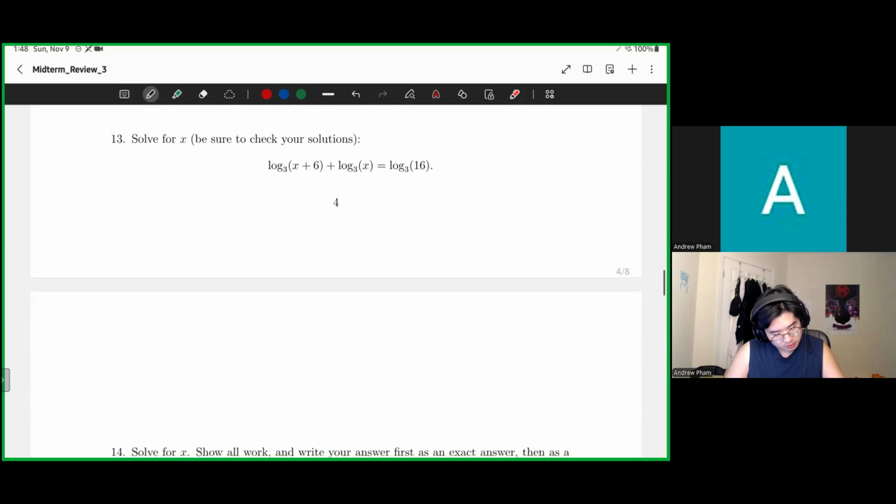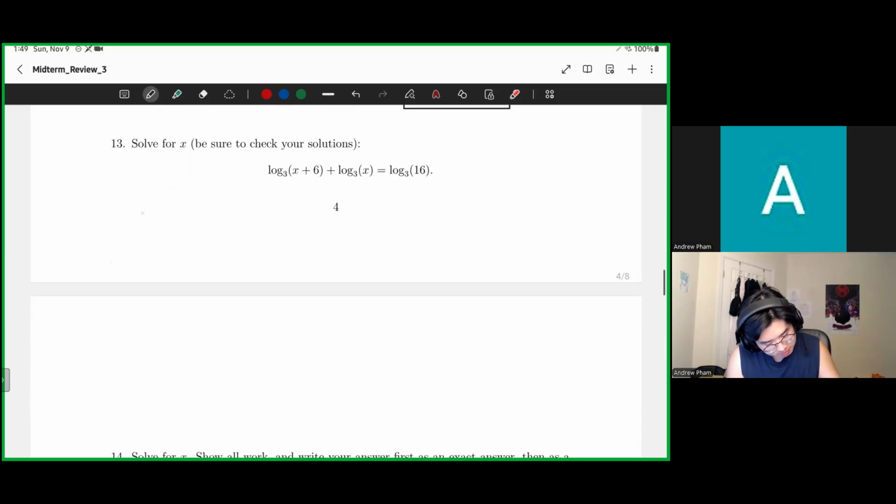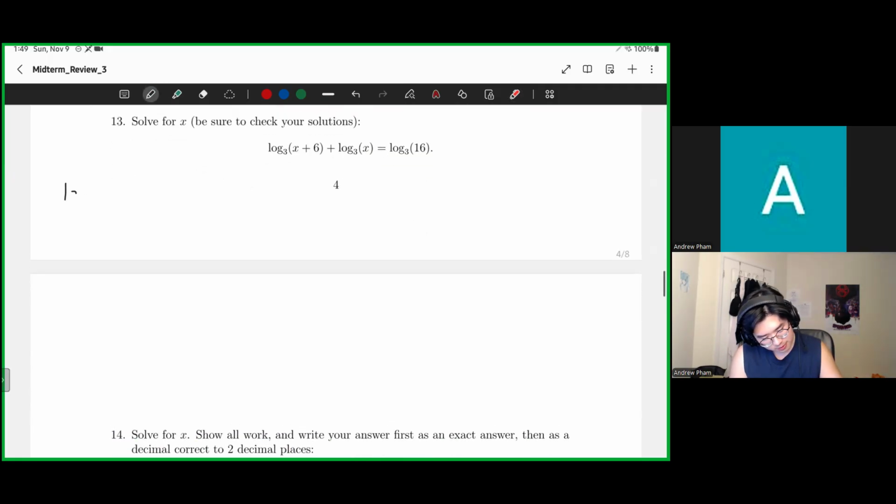Problem 13, solve for x. Be sure to check your solutions. Okay, so I have an addition of the same log base. Immediately you should think to combine using the product rule. So I'll do so. Take the product: log base 3 of x plus 6 times x is equal to log base 3 of 16.